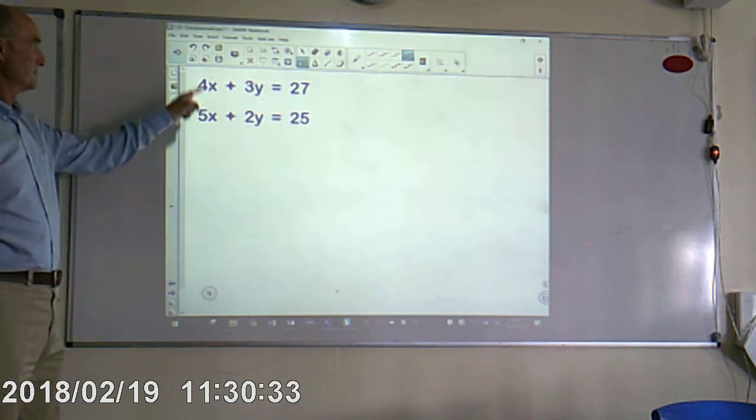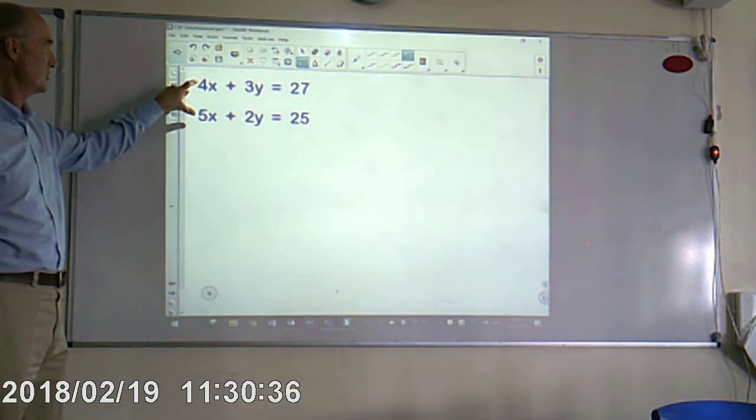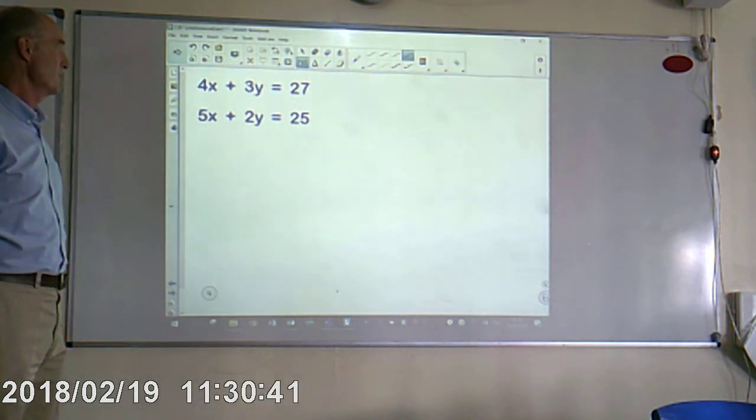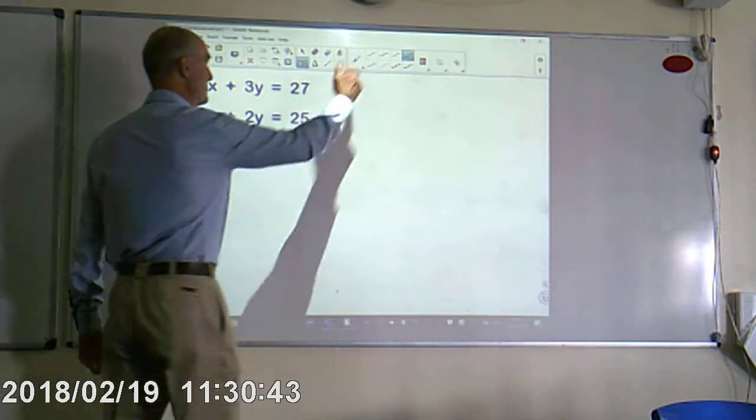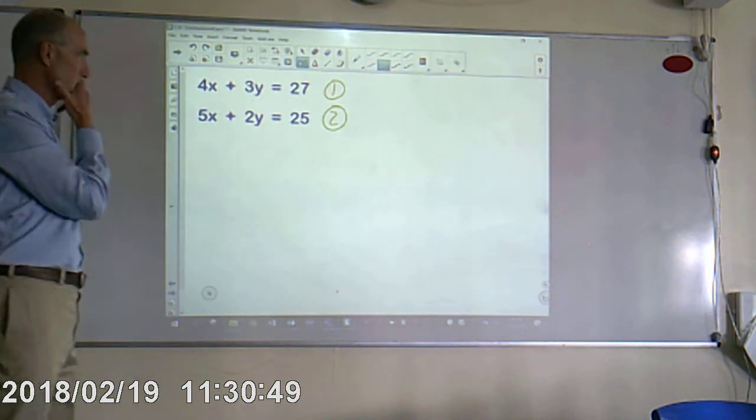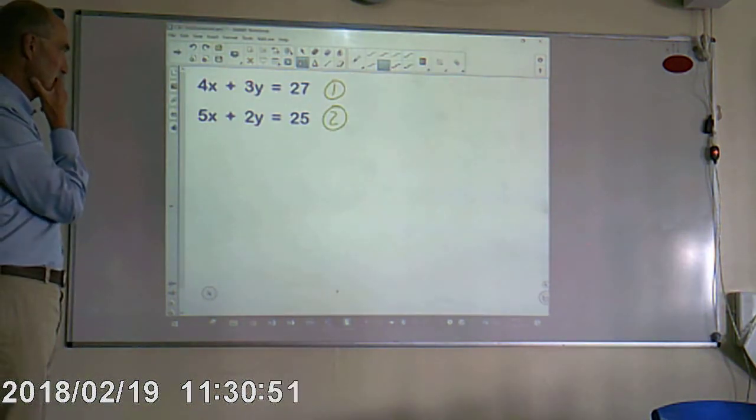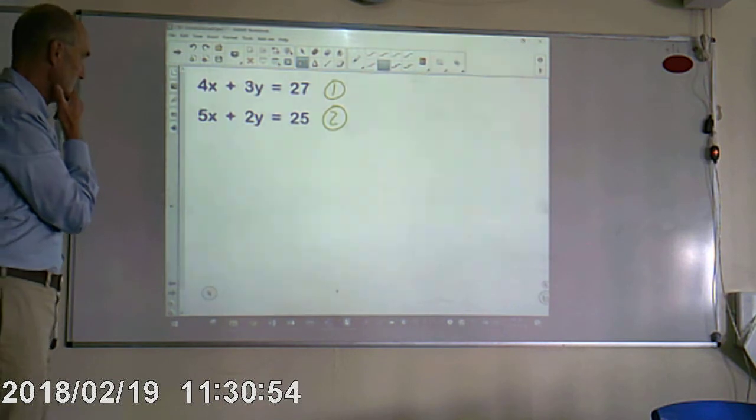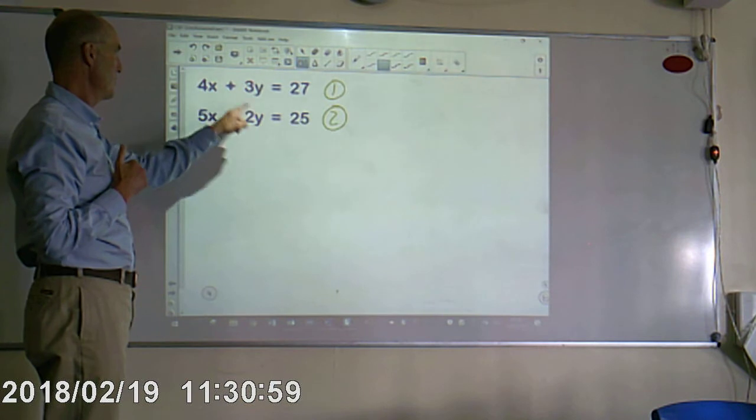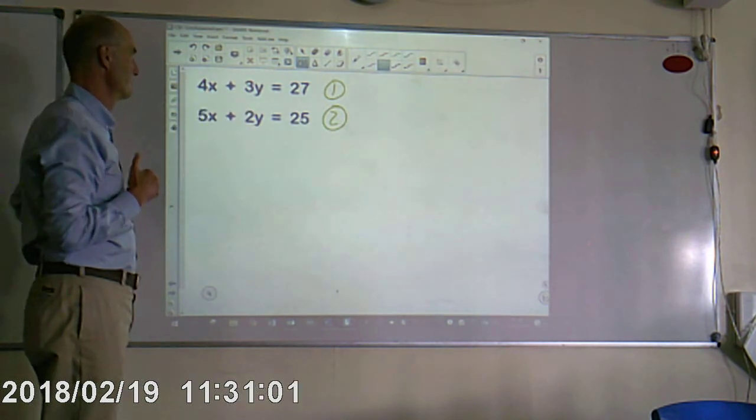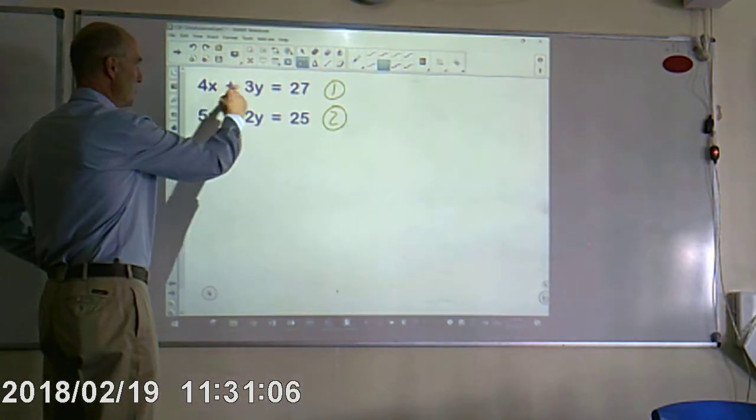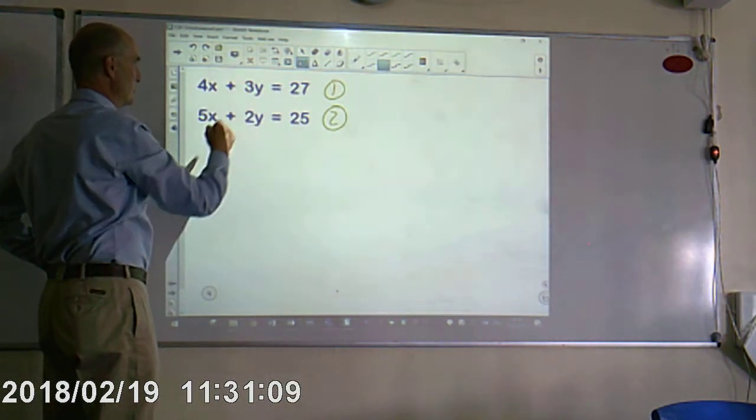New example, haven't got coefficients, numbers in front of the x's or the y's that are the same again, we're going to have to do a little bit more work. And this time we're going to have to do significantly more work. Equation 1 and equation 2 again. Right, now, what could I do to make the numbers in front of the y's or the numbers in front of the x's the same? So I'm going to do this. I'm going to multiply this equation 1 by 2.